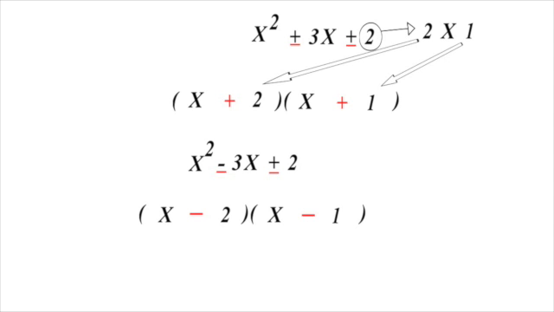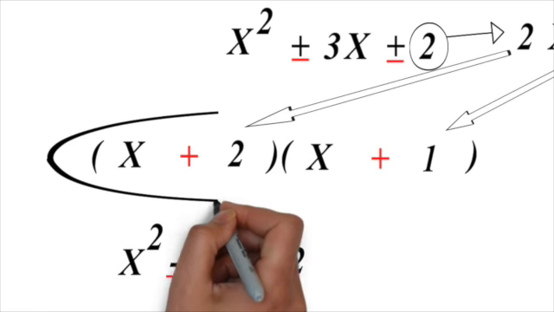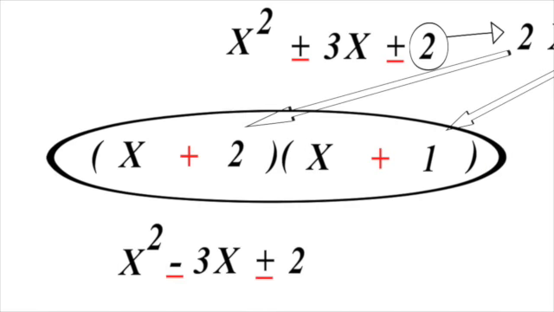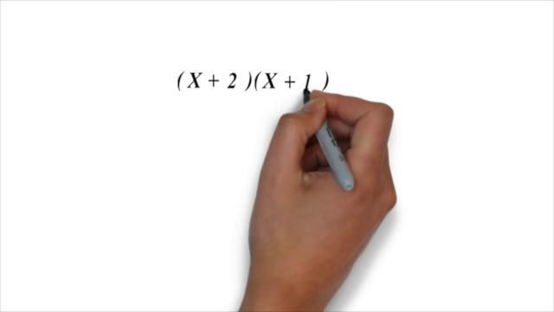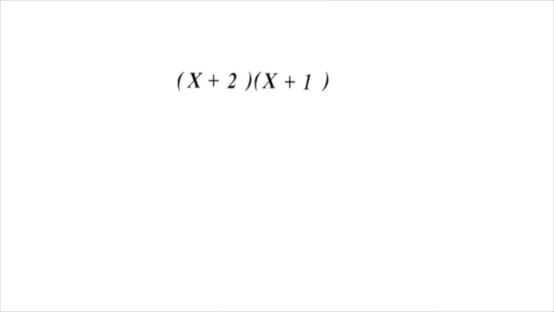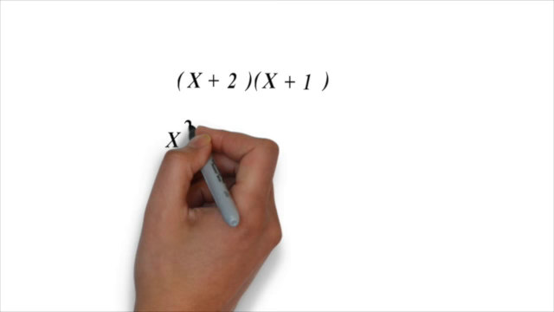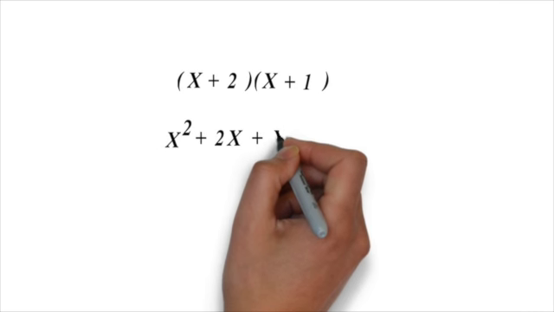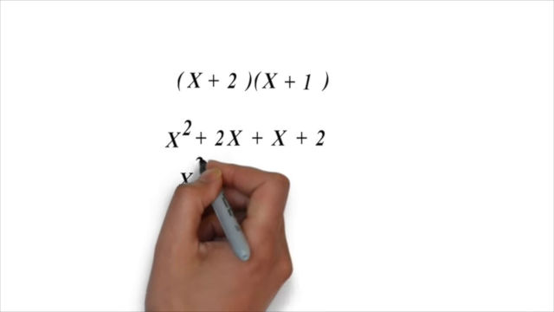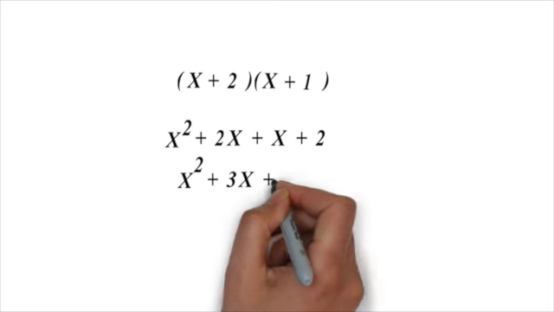So for our expression x squared plus 3x plus 2, our final answer is x plus 2 times x plus 1. To check our answer, we can now multiply our answer back out. So x plus 2 times x plus 1, we'll get x squared plus 2x plus x plus 2. And then we combine our like terms, we get x squared plus 3x plus 2.